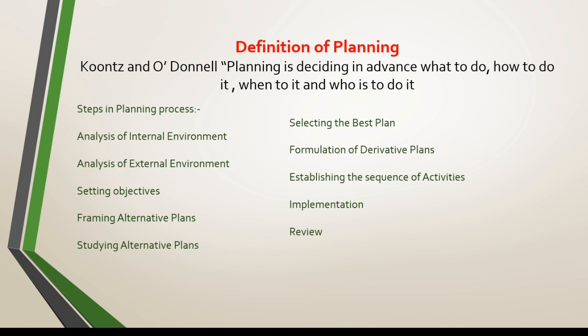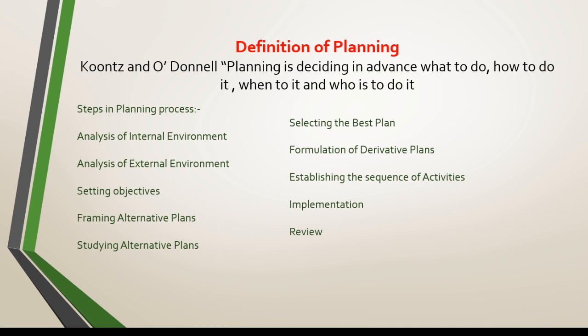Now next we will move towards framing alternative plans, right? We should have alternative plans to achieve our objectives. It is advisable not to have only one plan. In case one plan is not feasible to apply, then you have other standby plans with you. So you can go for alternative plans, right?